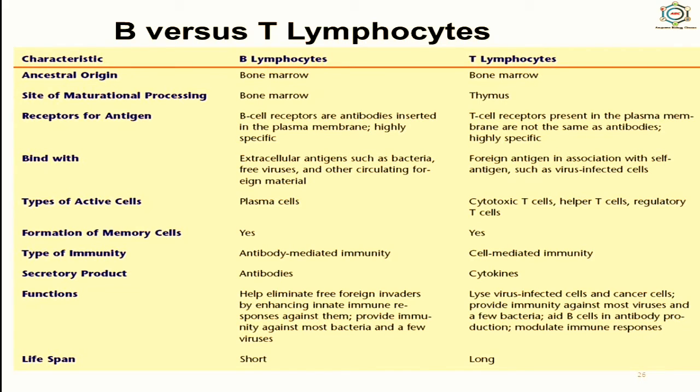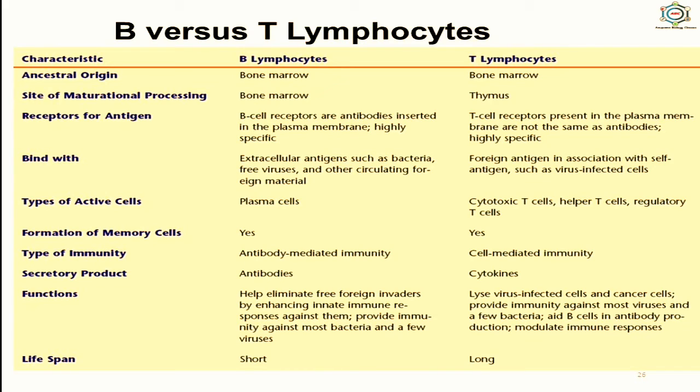In case of receptors for antigen, B cell receptors are antibodies inserted in the plasma membrane, highly specific. While in case of T lymphocytes, T cell receptors present in the plasma membrane are not the same as antibodies, highly specific. B lymphocytes bind with extracellular antigens such as bacteria, free viruses, and other circulating foreign materials, while the T lymphocytes bind with foreign antigens in association with the self-antigens such as virus-infected cells.